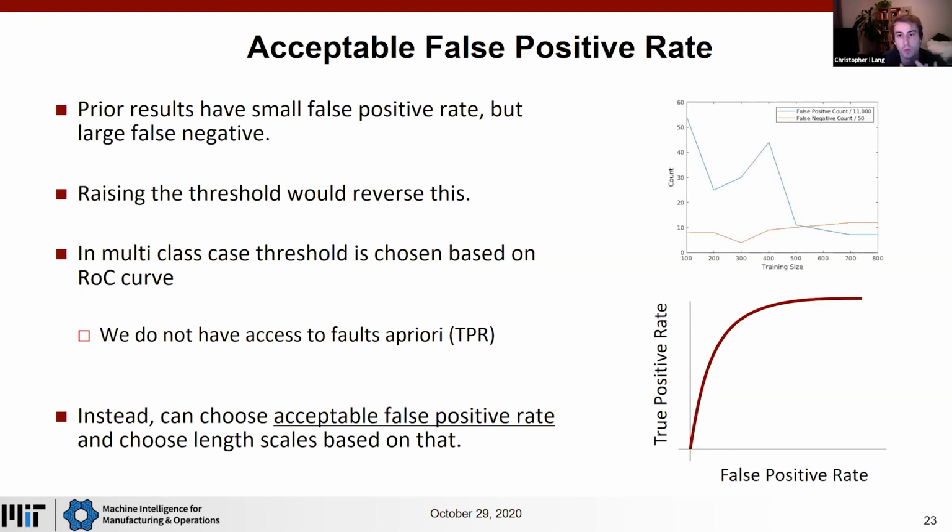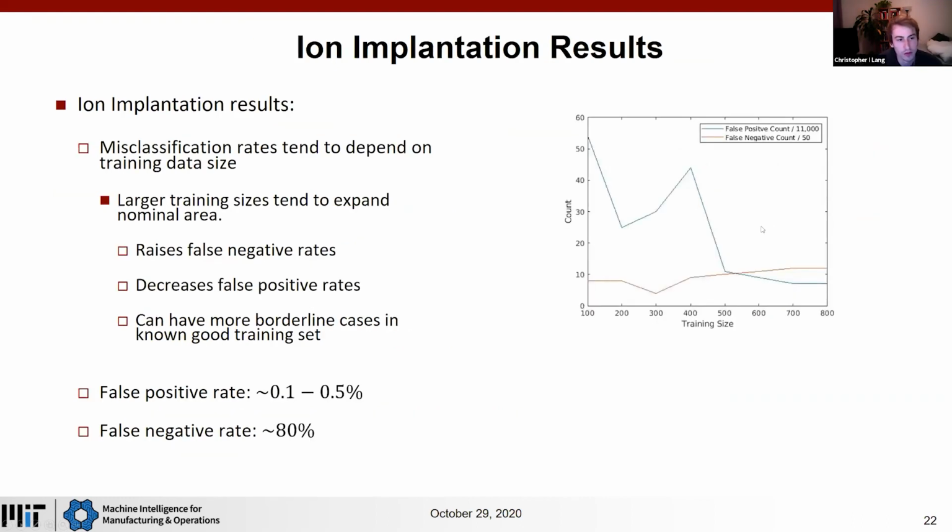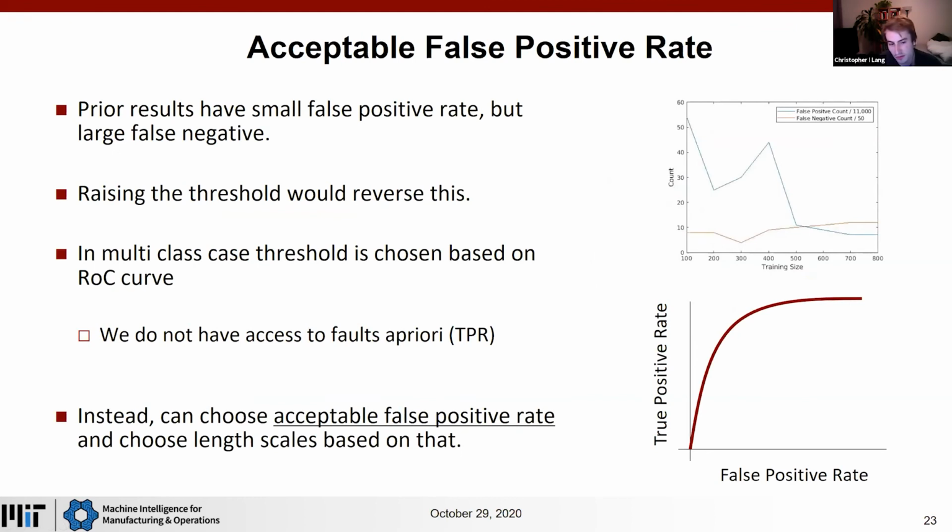You may say that you want a smaller false negative rate and a larger false positive rate. One way that you could do this would be to raise the threshold that you set for misclassification. In the multi-class case, this is pretty easy because you can choose your threshold based on the ROC curve. But we actually don't have access to this a priori, so we wouldn't know what these rates are when we create the actual model itself because we haven't seen the faults yet.